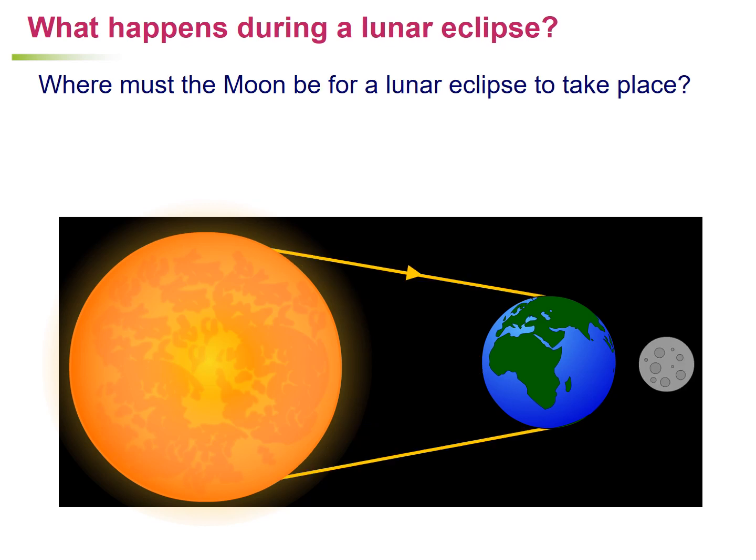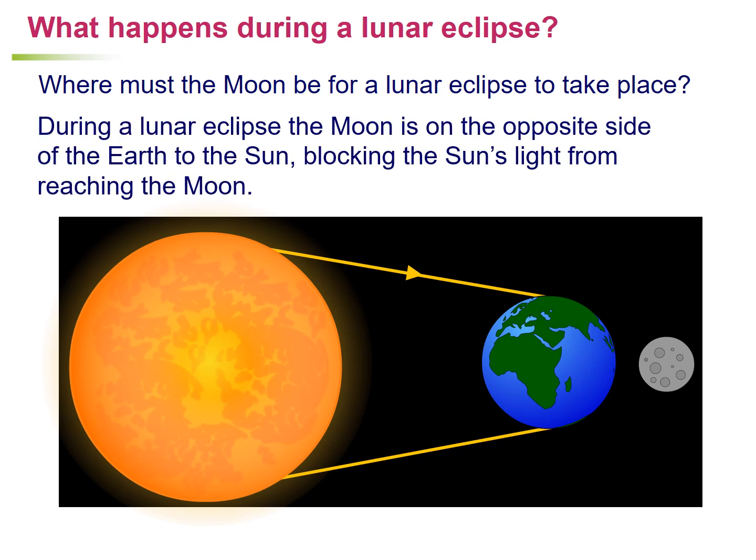What happens during a lunar eclipse? Where must the moon be for a lunar eclipse to take place? So pause the video now and try and see if you can describe it. During a lunar eclipse, the moon is on the opposite side of the earth to the sun, blocking the sun's light from reaching the moon.